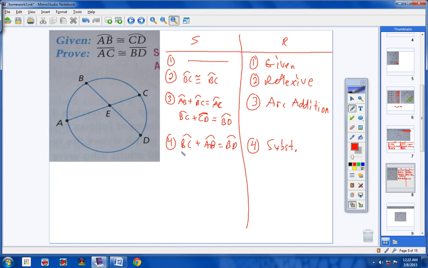Notice, students, right here what I'm underlining is BC plus AB, or AB plus BC, same thing. So I can use substitution. This whole expression here equals AC, so I can pick up AC and put it in for this expression right here. And that should be done. That should take care of the proof right there. Arc AC is congruent to arc, or equals, if you want to, equals arc BD. And that would be, again, substitution.